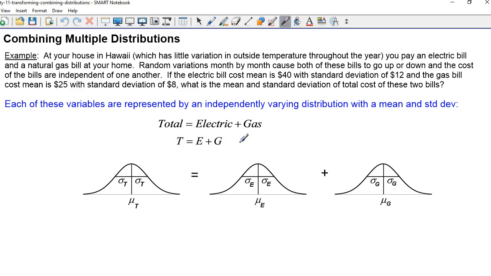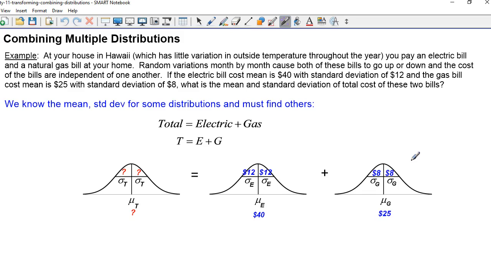Okay, so what I think in my mind is each of these is a source of variation. So I picture a distribution for each. And sometimes I even write this just to kind of get my thinking straight. There's a distribution for the total cost, and that's equal to the distribution of the electric plus the distribution of the gas. Okay, so in this case, we're going to know some of the means and standard deviations, and we're going to need to find others.